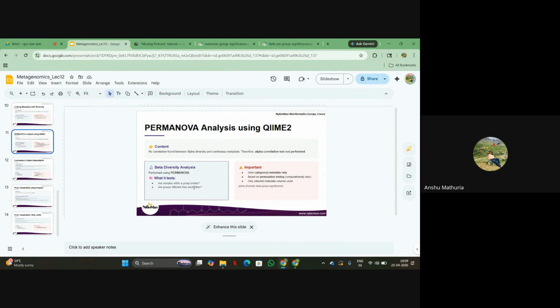In that, we get the p-value, and the null hypothesis is what these tests check. There are two hypotheses: the null hypothesis says that the organisms are similar, and the alternate hypothesis says that the organisms are different. These hypotheses can be accepted or rejected based on the p-value. If the p-value is less than 0.05, the results are statistically significant and the samples are different.